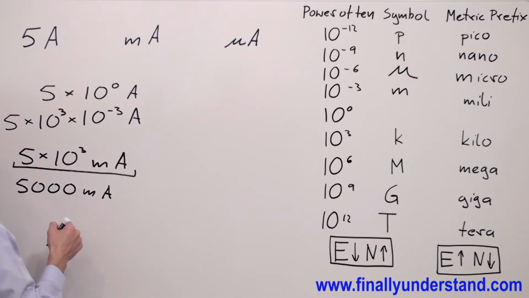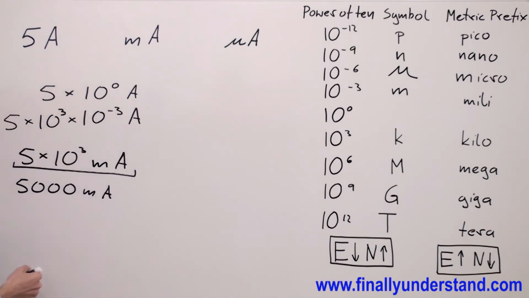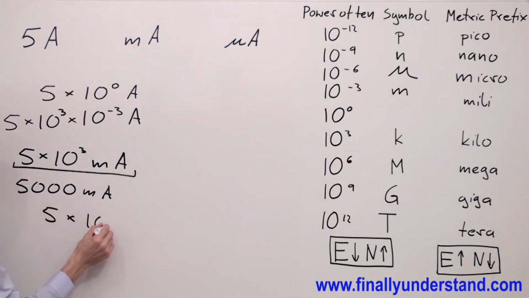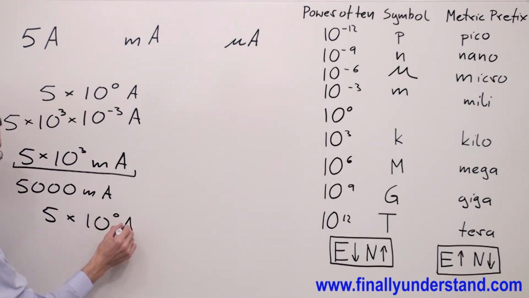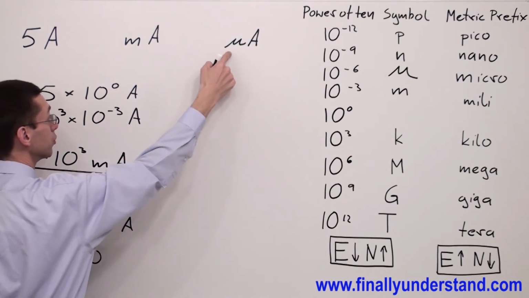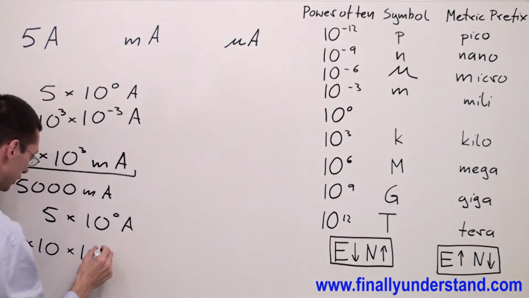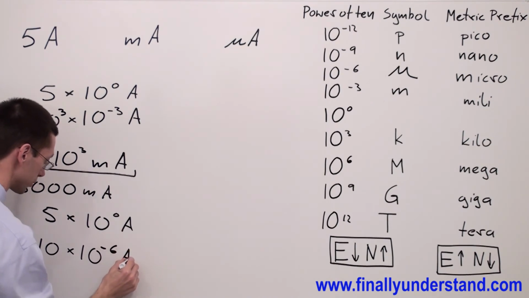Next, I'm supposed to convert 5 amps to microamps. Again, I'm going to use exactly the same procedure. I have 5 times 10 to 0 amps. So 5 amps, no prefix, means power of 10 is 10 to 0. Next, I copy down this number, so 5 times 10 times 10, because I have to convert this to micro this time. Micro represents this power of 10. So I have 10 to negative 6 amps.